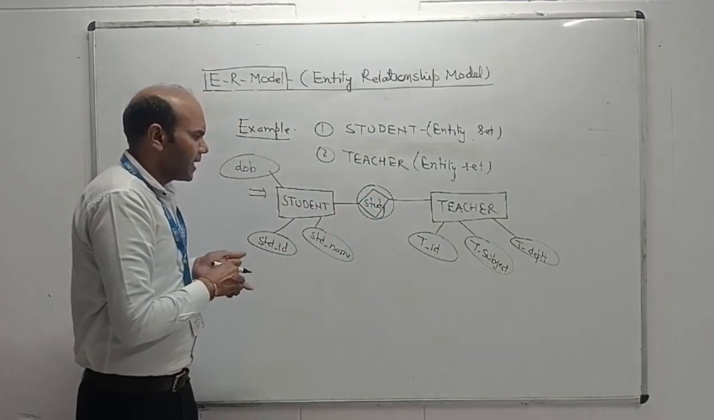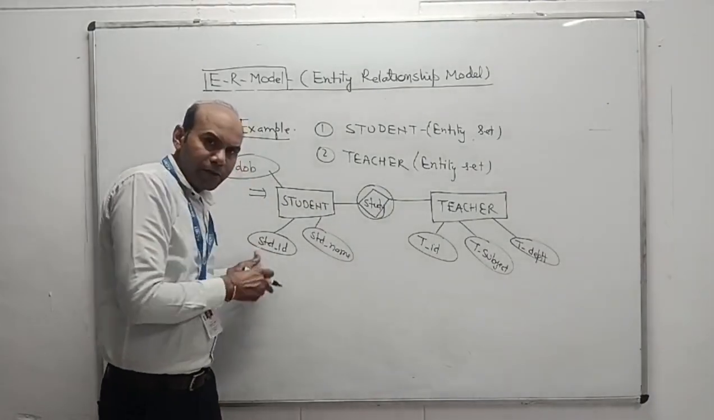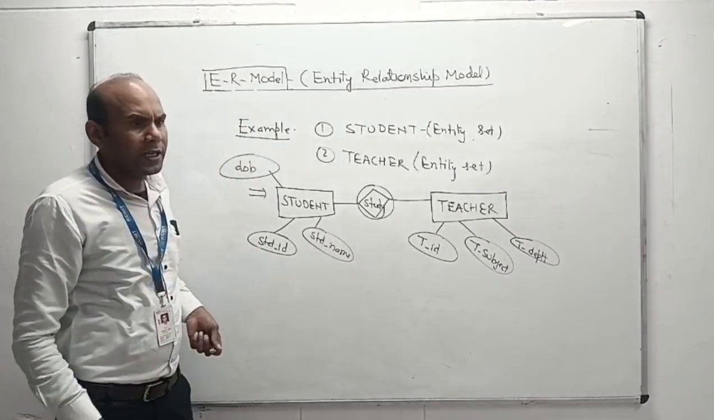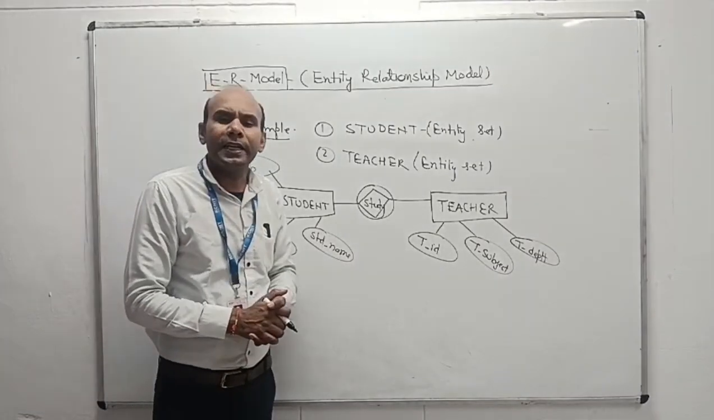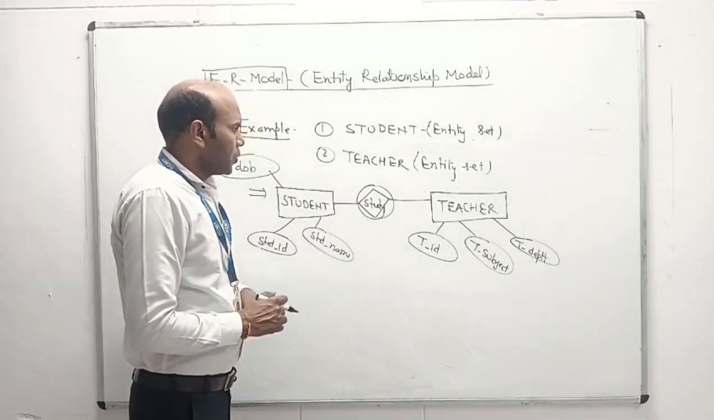And there is the unique attribute, that is the primary key. What is the primary key attribute? Basically, the attribute that is used to uniquely identify a tuple in a relation. That is the primary key. So this is the example.